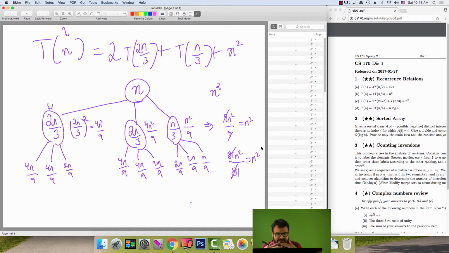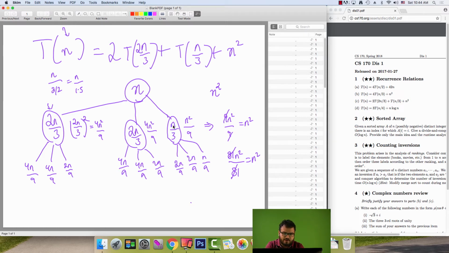So let's try to reason this out. How many levels are there? Well, this one is actually kind of tricky, right? Because while these nodes are splitting, let's figure this out. These nodes are splitting at a ratio of like 2n over 3, which means n over 3 over 2, or n over 1.5. So essentially, these nodes are becoming 1.5 times smaller each time, whereas this node is becoming 3 times smaller. So there's a disparity, right?